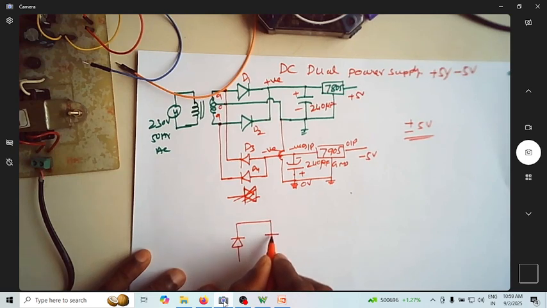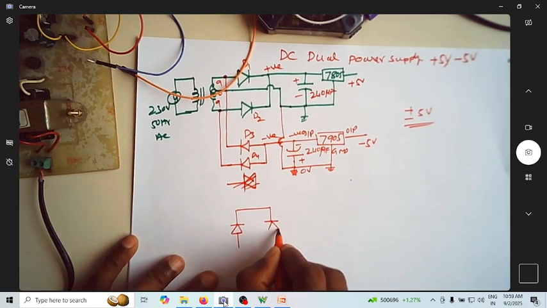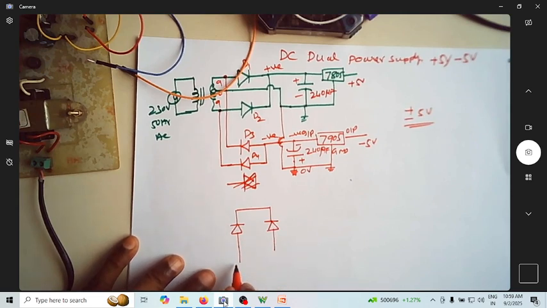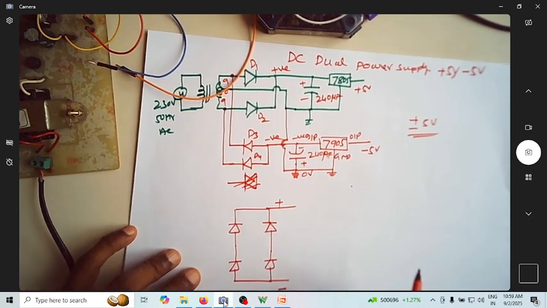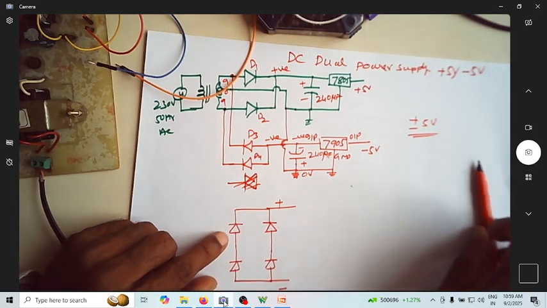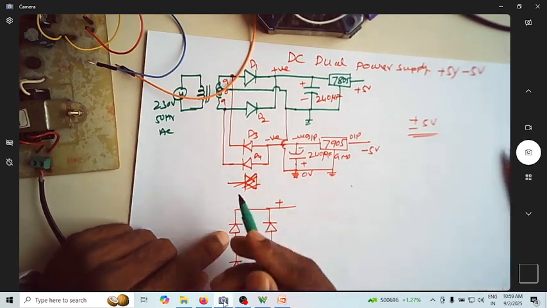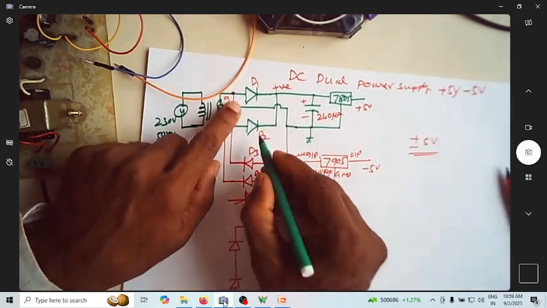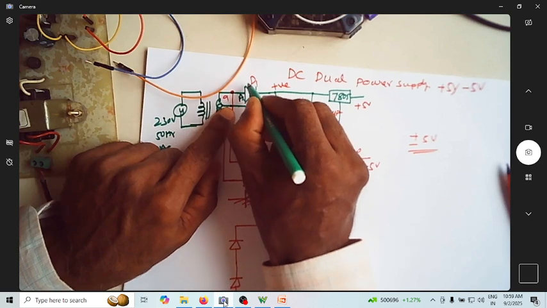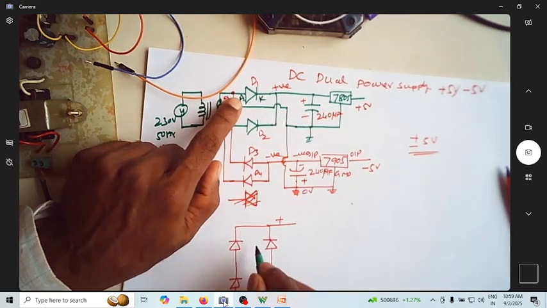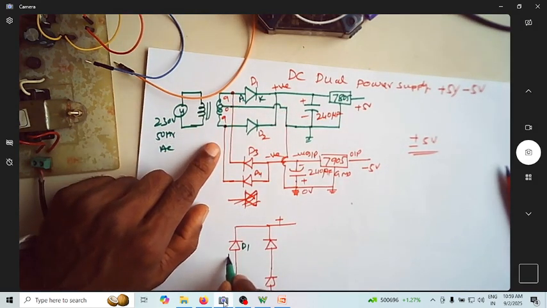This is your bridge IC, having 4 terminals. So this is plus, this is minus. Now, if I name this as D1, can you see here? This is anode. Okay, let me say this as D1. This is cathode.